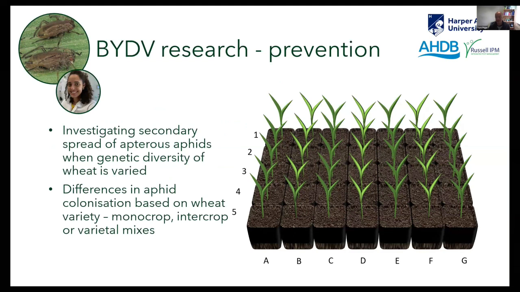We're also interested, if the winged aphids bring the virus into the crop, then the wingless aphids, once in the crop, spread the virus, what we would call secondary spread of the virus, to the surrounding plants. But the secondary question here is, what happens if you increase the genetic diversity of your crop? Rather than growing a single crop variety, what we would refer to as a monoculture, what happens if we grow different varieties in an intercropping or as a varietal mixture? What does that do to the spread of the aphids and therefore the spread of the virus?